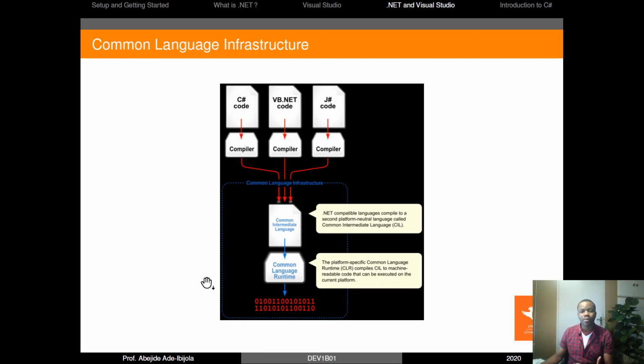So this is called Common Language Infrastructure here. It also gives you kind of a picture of what .NET Framework is all about. So in this case, you can see you can have your C# code.